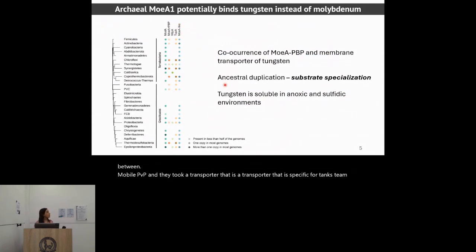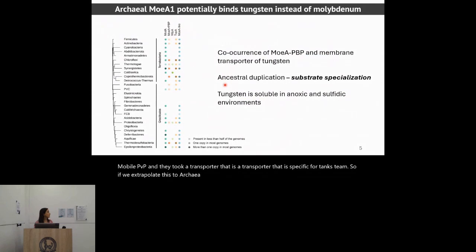So if we extrapolate this to archaea, these results suggest that this ancestral duplication of MoeA in archaea led to two different proteins that got specialized into different substrates, one molybdenum and one tungsten. And this is super interesting to analyze in the context of the archaeal niches, because we know that tungsten is soluble in anoxic and sulfidic environments where molybdenum is not, and many archaea live in such environments. And this is also very interesting to analyze in the context of the geological record, but I don't think I have much time to expand on this.